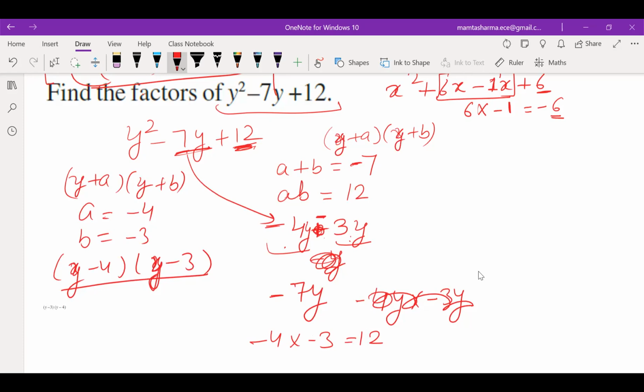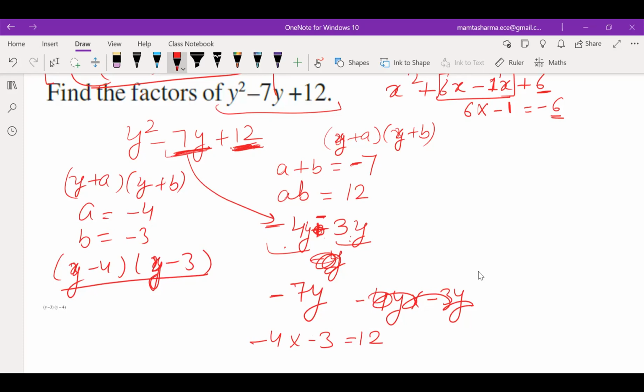Okay. The only thing to be taken care of is that you split the middle term in such a way that their addition is maintained as -7 and their multiplication should be 12. You have to check both things at a time.